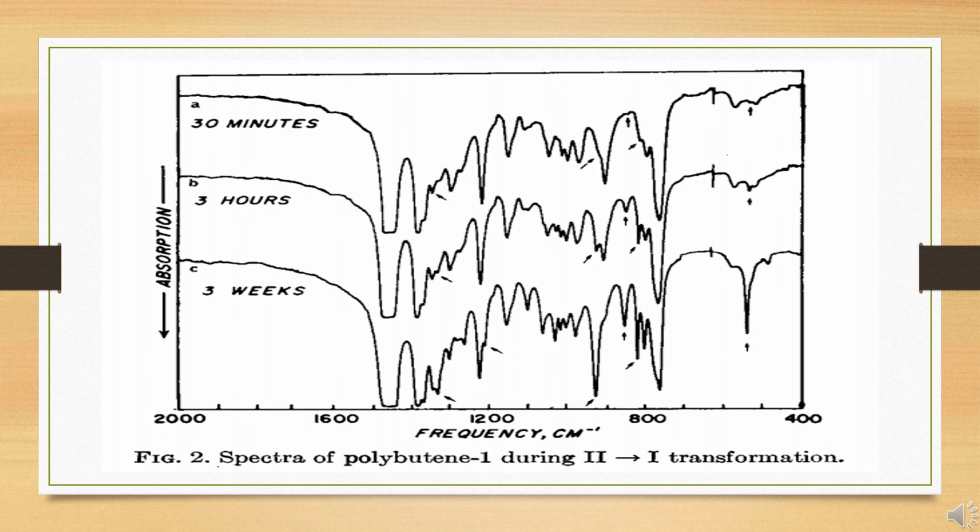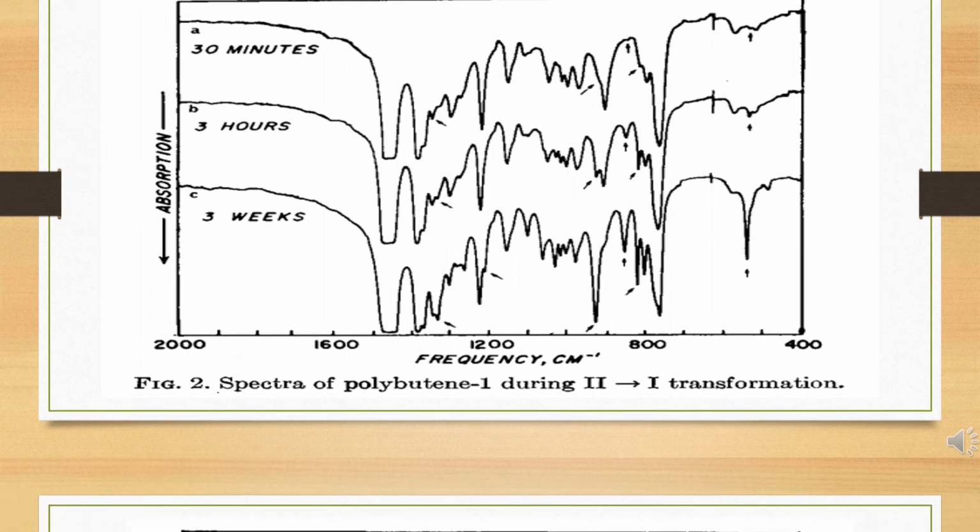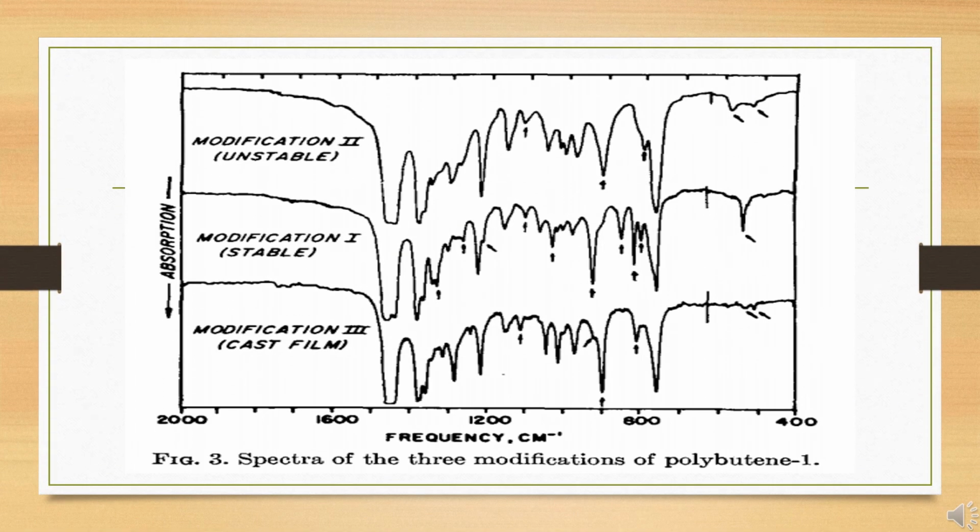The 2 to 1 transformation involves the 4-fold helix of modification 2 expanding to a 3-fold helix, and the resulting changes in the intermolecular interaction are reflected as the spectral changes. So, to summarize, this figure shows the spectra of all three modifications. The differences in the spectra are readily apparent and can be used to identify all three modifications.